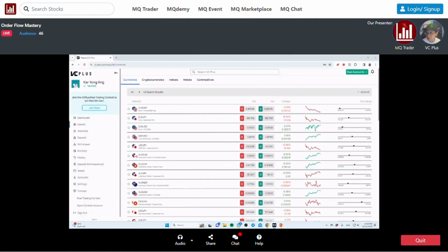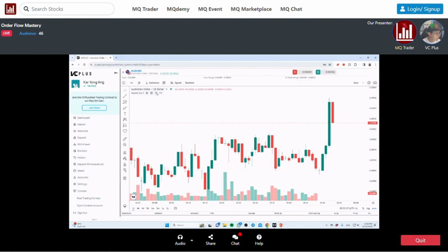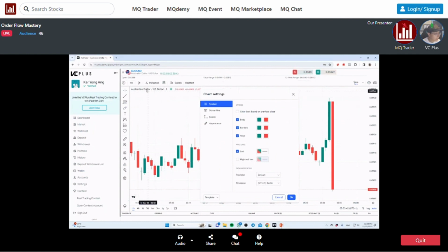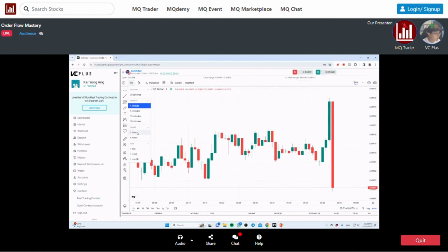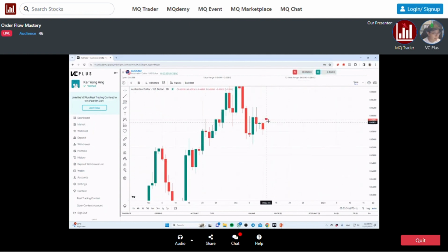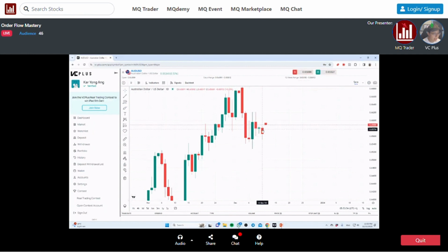Let me see which one I've identified to talk about. All right, Aussie dollar has something. If you're looking at short term, the first thing we look into is to go over to the daily and identify the previous day high and low. In this case, this is today's candle, so that's yesterday's candle. Yesterday's candle high point is here, and the low point is here.